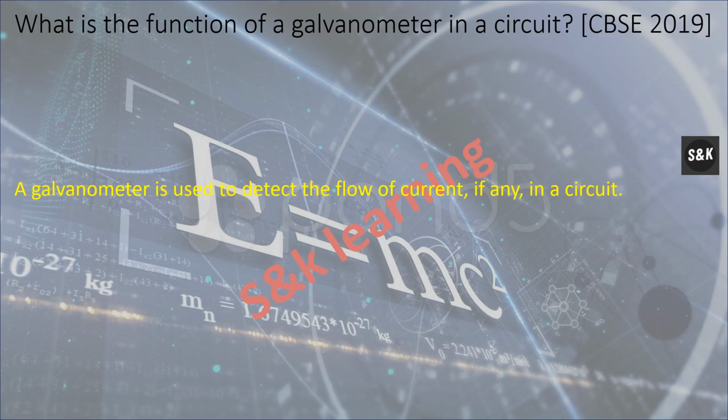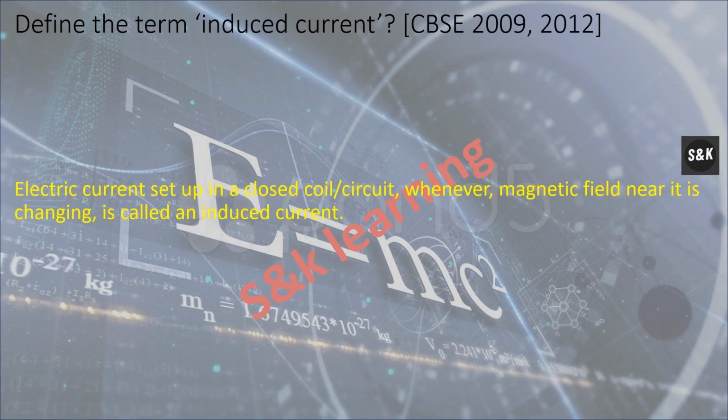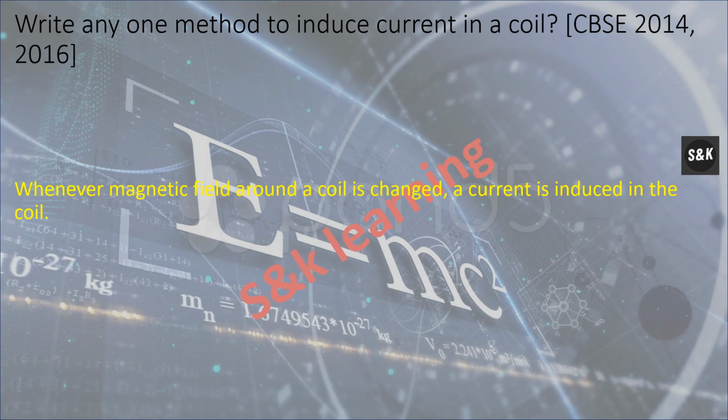What is the function of a galvanometer in a circuit? The galvanometer is used to detect the flow of current, if any, in a circuit. Define the term induced current. Electric current set up in a closed coil circuit whenever the magnetic field near it is changing is called induced current. Write any one method to induce current in a coil. Whenever the magnetic field around a coil is changed, a current is induced in the coil.